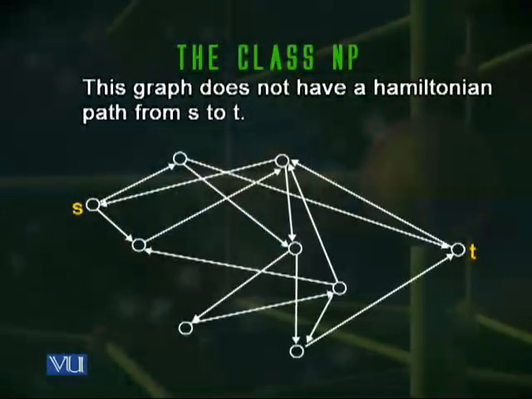Let's look at another example. If you look at this example, this graph does not have a Hamiltonian path from S to T. In this case, it is not very easy for me to show you that this graph does not have a Hamiltonian path from S to T. Therefore, what you should do is look at this picture and convince yourself, of course after the class, that it does not have a Hamiltonian path from S to T.